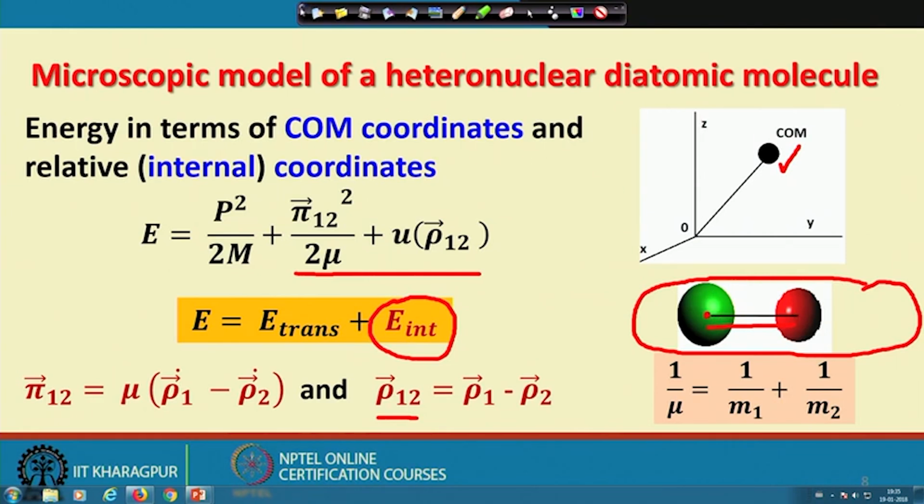Okay, so now that we have seen that the energy of a given molecule can be separated out into these two terms, let us now see the separability of the energy term that is designated here as the internal structure. So, that is going to be the topic of our next part of the discussion.